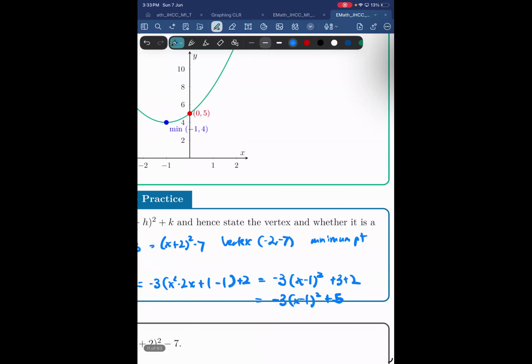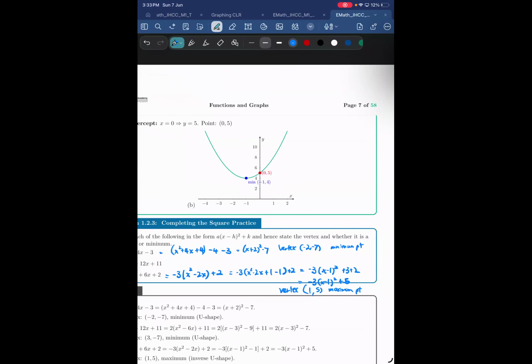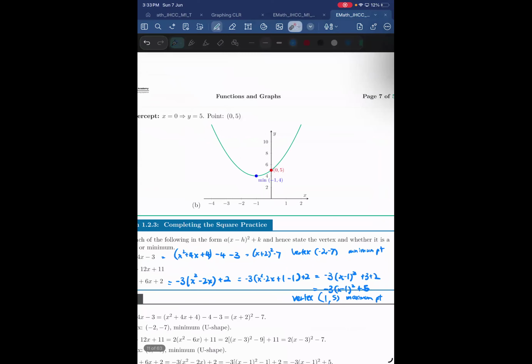Okay, so the vertex here will be 1 comma 5, and then this one will be a maximum point. A maximum value. So just take note.